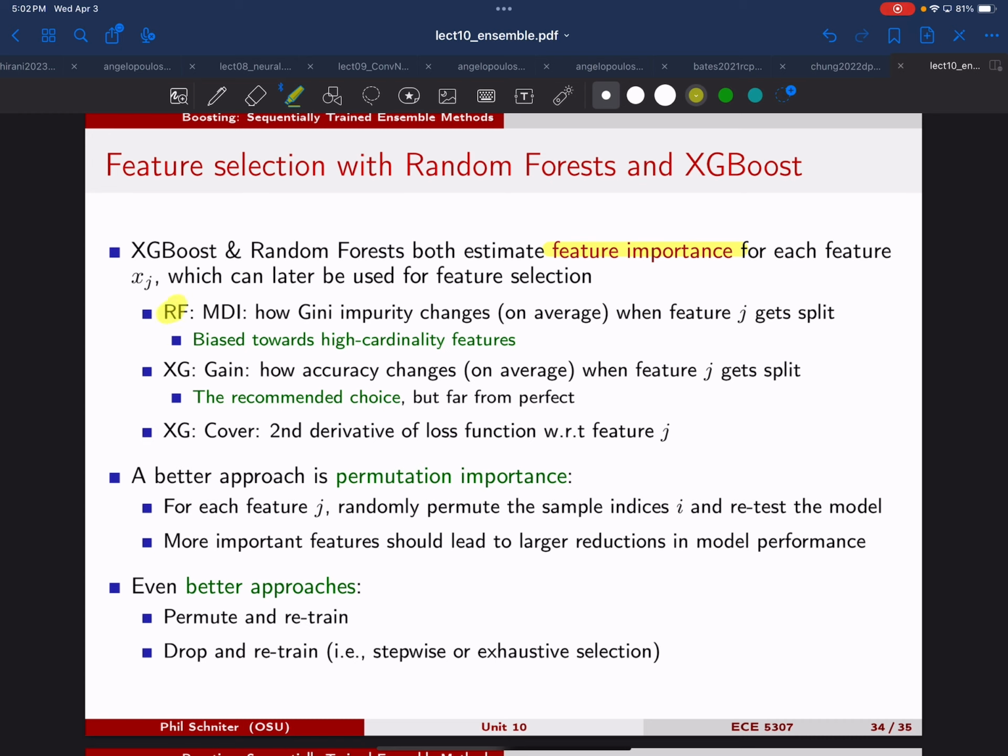So for random forest, the way that features are ranked is what's called mean decrease in impurity, which is essentially how the Gini impurity changes on average when a feature gets split.